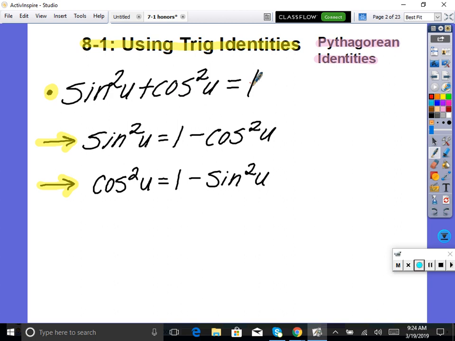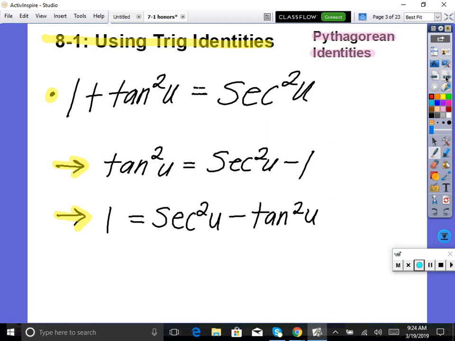So which one's more simplified here? Obviously 1 is more simplified than sine squared plus cosine squared. Now you guys understand, these have to be squareds. So you can't just square root, and say, so then sine of u is equal to 1 minus cosine of u. Not true. We can't square root across subtraction signs, so that's not a true statement. They have to be squared.